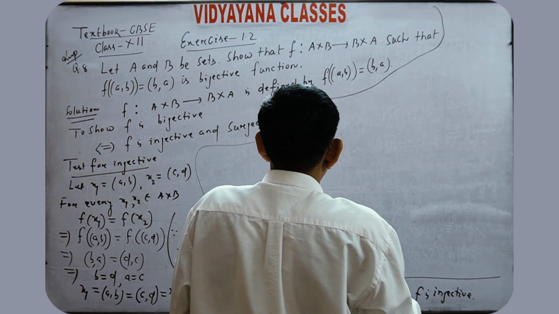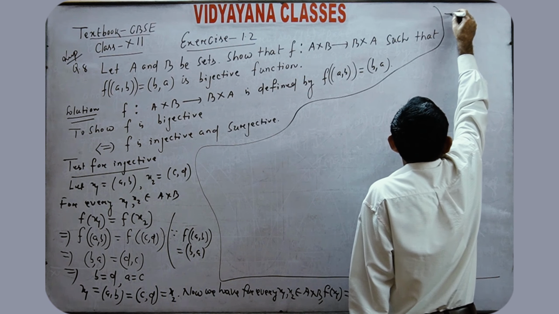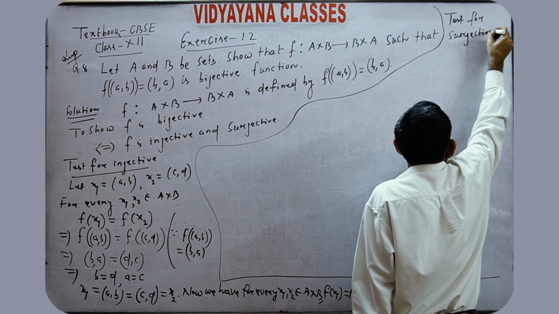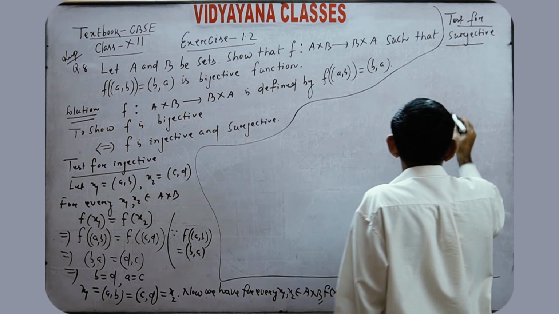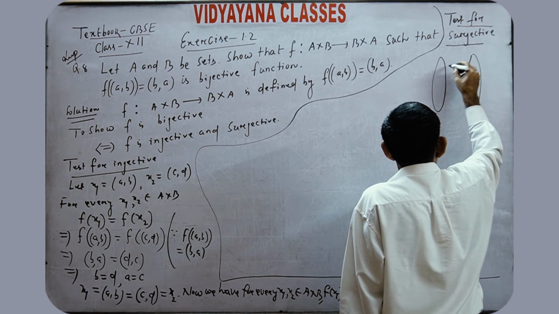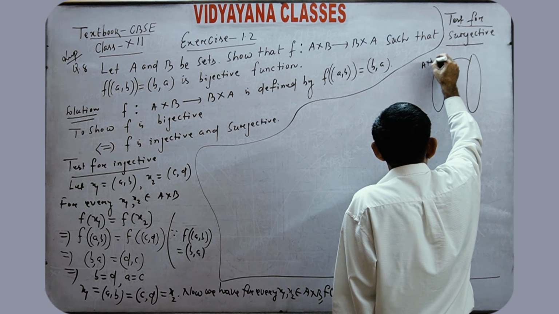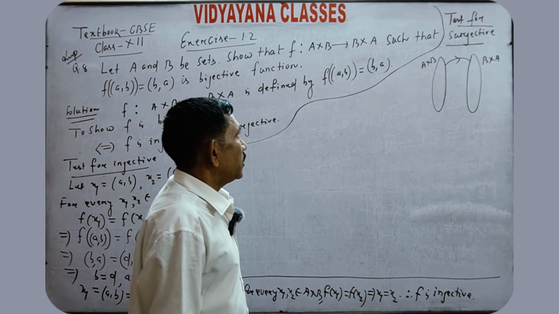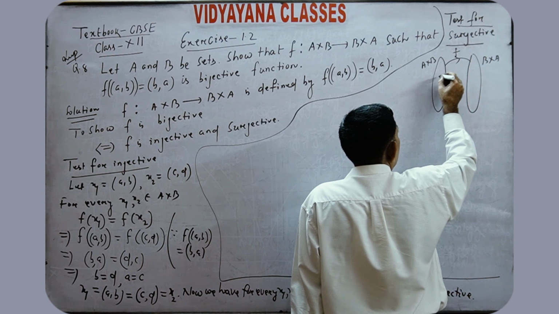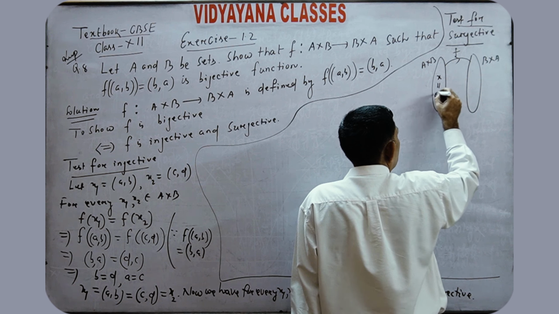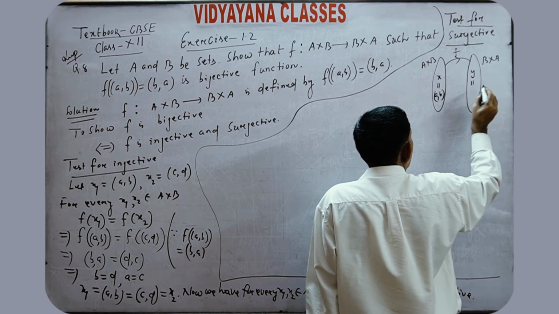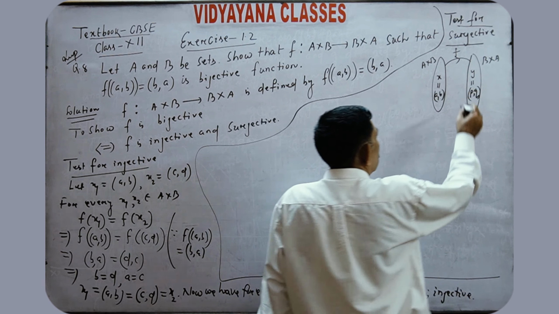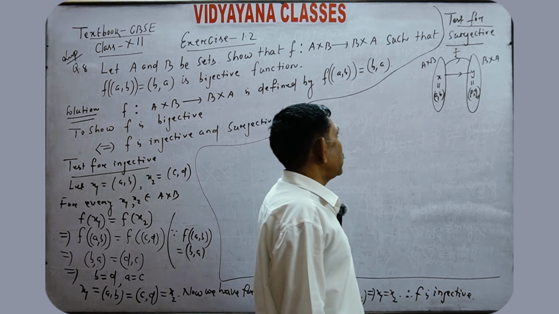Test for surjective. It is A cross B, it is B cross A. f is the function defined from A cross B to B cross A. x is (a, b) order pair, y is equal to (p, q) order pair. f operates on x gives y.